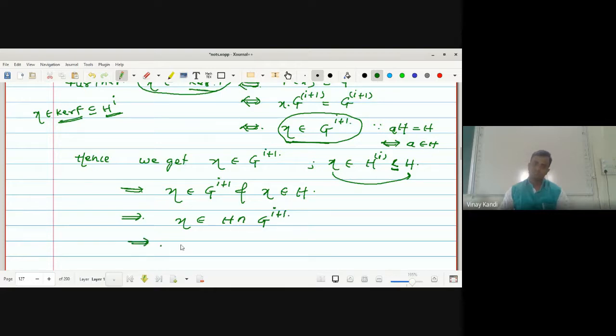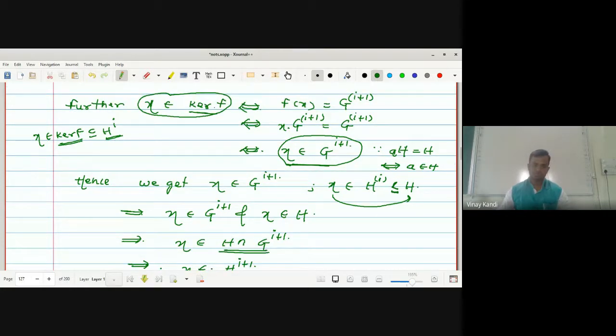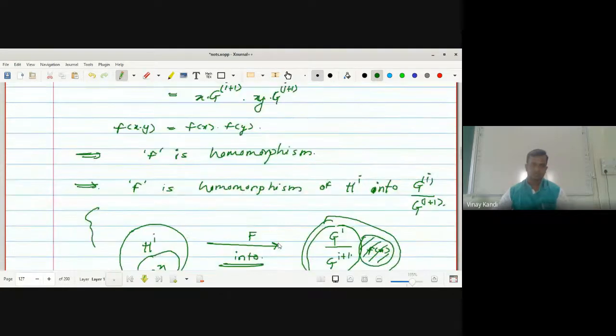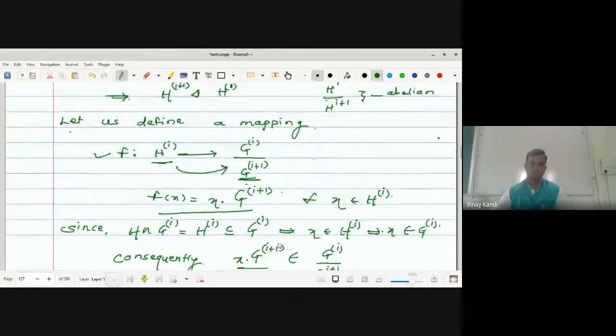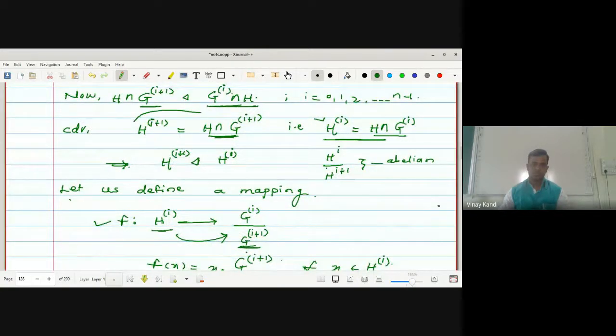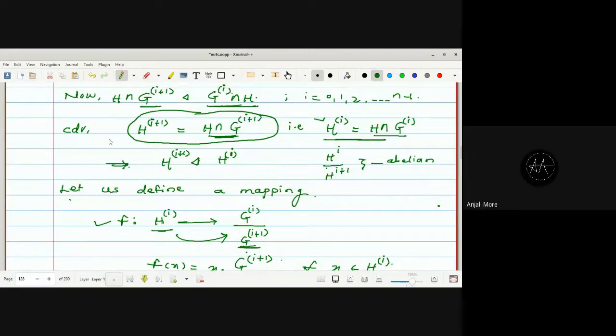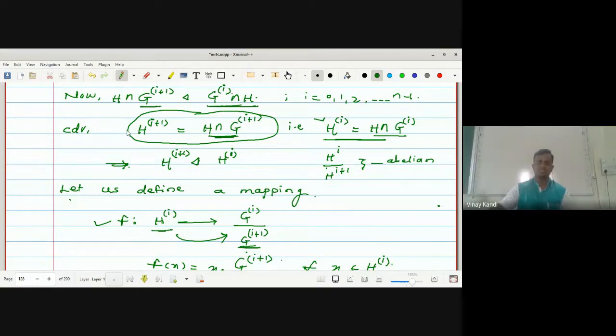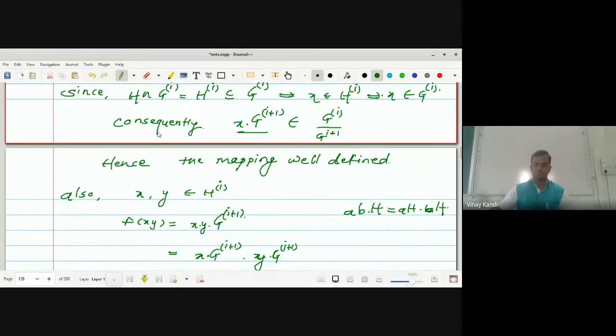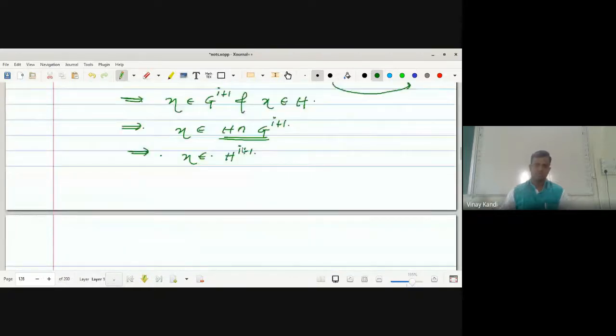So this implies x belongs to h raised to i plus 1. Is it correct? Yes, sir. So h intersection g raised to i plus 1 is nothing but h raised to i plus 1, where our x has come. So this implies kernel of f is equal to what? H raised to i plus 1 is the answer.